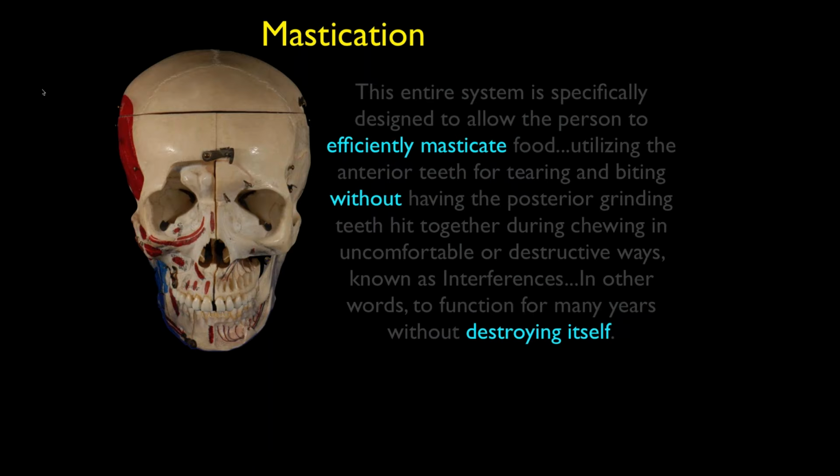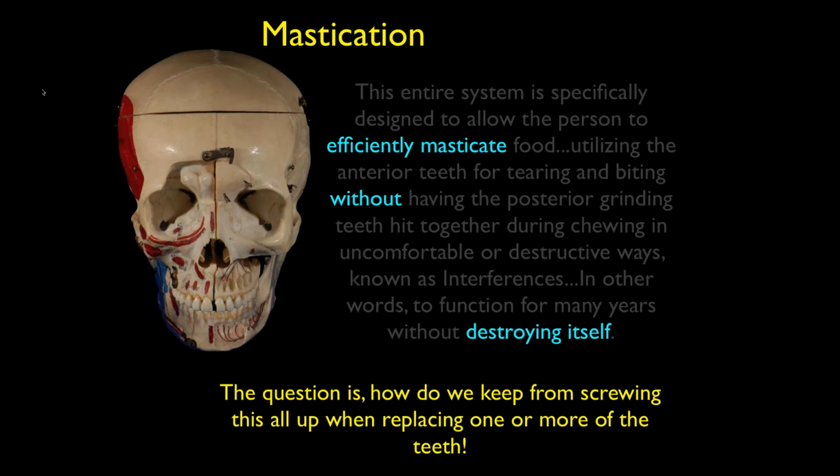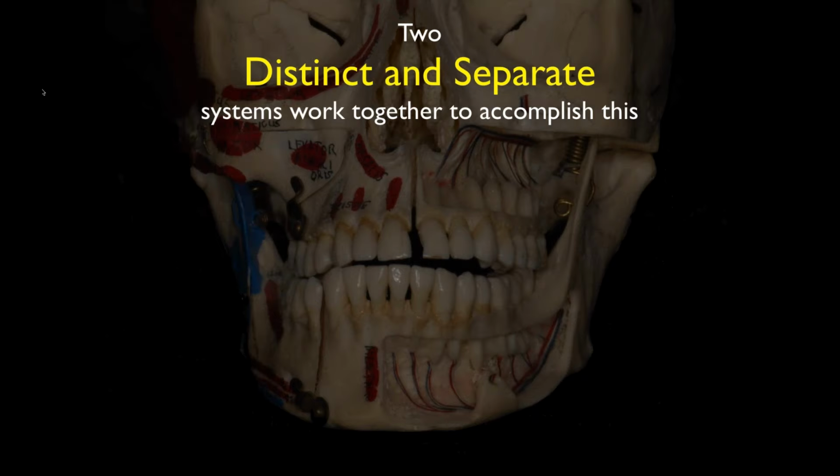And so when we talk about articulators and occlusion and function, it's all part of the tools that we use to accomplish this when we're doing restorative cases. So the question becomes, how do we keep from screwing all this up when replacing one or more teeth? It's really not all that easy sometimes, but if we understand certain things about how this whole system works, then we can really start to improve the results that we're delivering, not just to our clients, but ultimately to the patients. And what we do actually affects their lives in big ways.